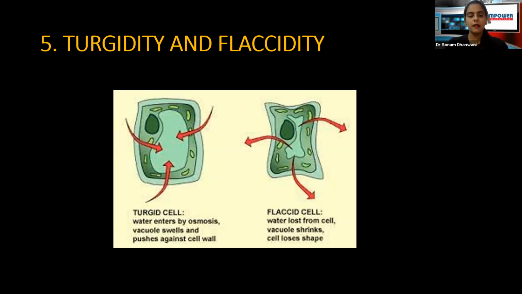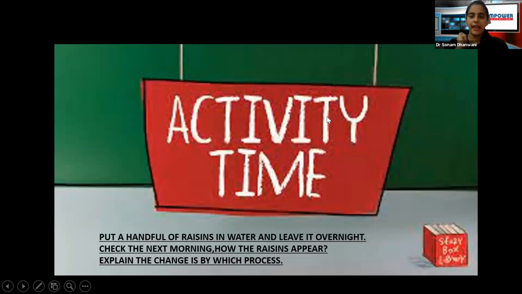तो उसमें हमने क्या क्या देखा? Imbibition, diffusion, osmosis, active transport, and we saw about what is turgidity and what is flaccidity. Okay, children, are we clear on these things? If you all still have any doubts, please post them in the comment section and then we can discuss them in the next session. Okay, so kids, yes, activity time.